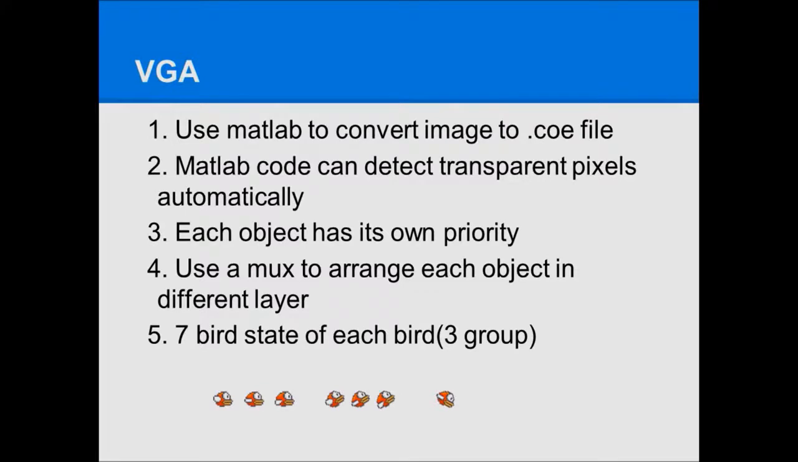In the VGA part, MATLAB code was used to convert the image to the COE file, and it can detect the transparent pixels automatically. Each object has its own priority, and muxes were used to arrange the objects on different layers. There are 7 bird states, divided into 3 groups. And the logic part gave me the group index, and the VGA made it fly.